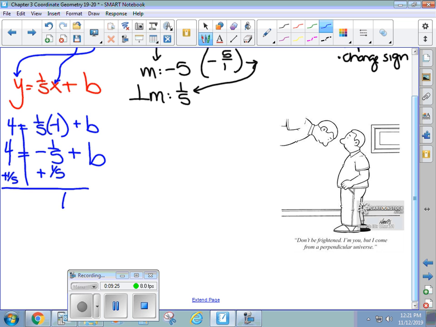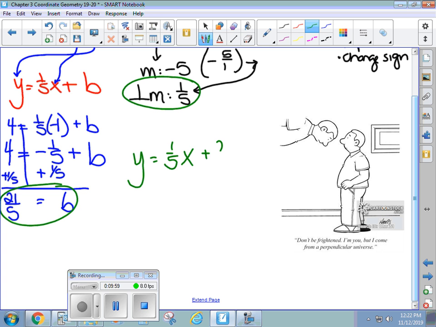Anybody gonna get a fraction? What's 4 plus 1/5? 21 over 5. Anyone else? Yeah. Yes? Finished? Am I finished? No, did I write the equation? No, I need to. Here's my perpendicular slope. Here's my new y-intercept. I don't know about you, but I do not want to graph that line.